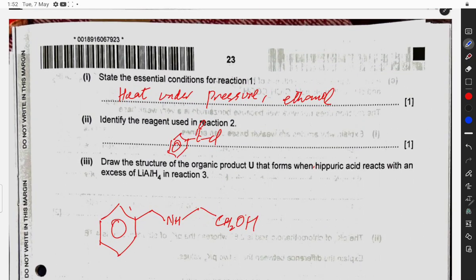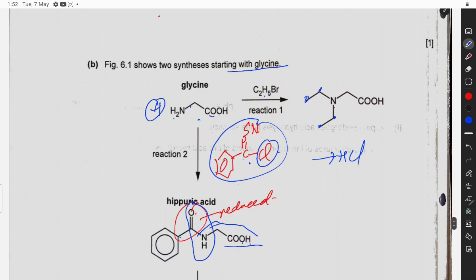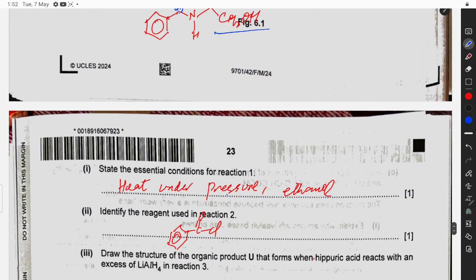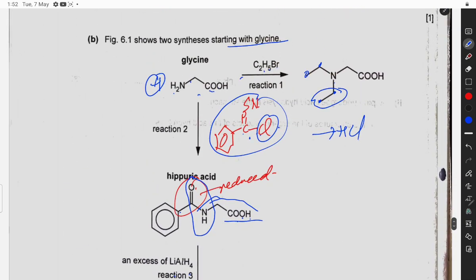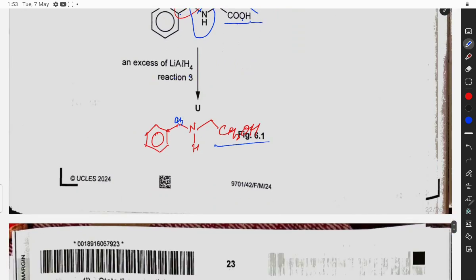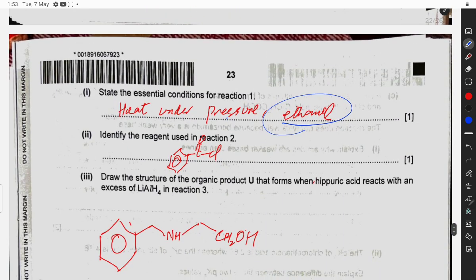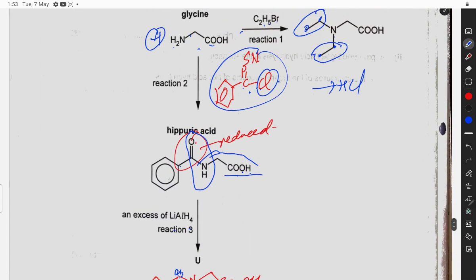State the essential conditions for reaction 1. Heat under pressure with ethanol. In the presence of ethanol and heat under pressure, or heat under reflux. Identify the reagents used in 2. This is the reagent used in 2 because this compound reacts with this compound. This is the reagent. Over here it is a nucleophilic substitution, SN reaction.